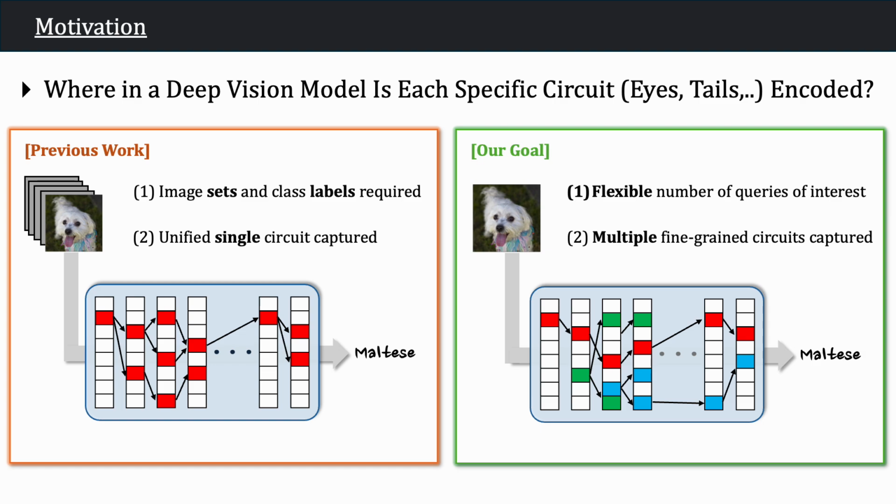Yet, as shown in many prior studies, visual concepts in deep networks are not localized to a single neuron or layer, but they are represented in a distributed manner from low-level texture to high-level semantics. This leads to our key research question: where in a deep vision model is each specific circuit encoded?